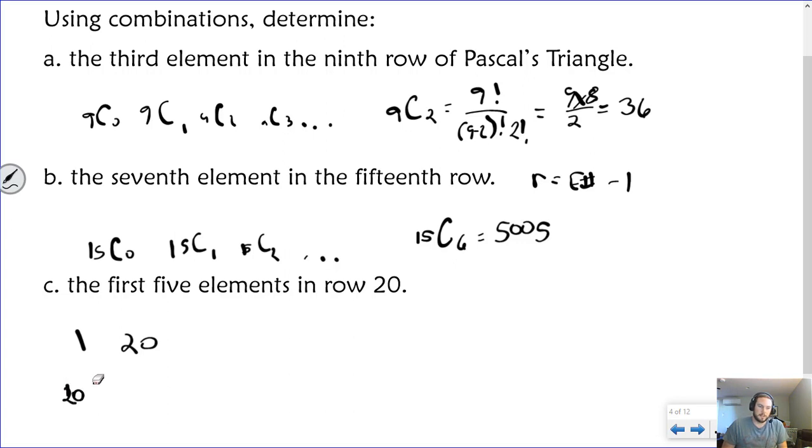So then it's just a matter of finding elements 3, 4, and 5 by using our pattern, right? 20C0, 20C1, 20C2, 20C3, and 20C4. So then it's just a matter of plugging those into your calculator and solving.